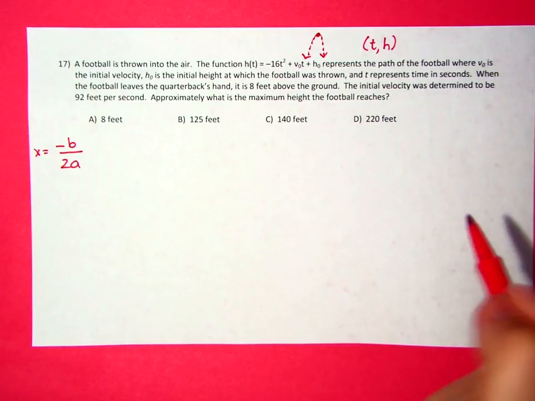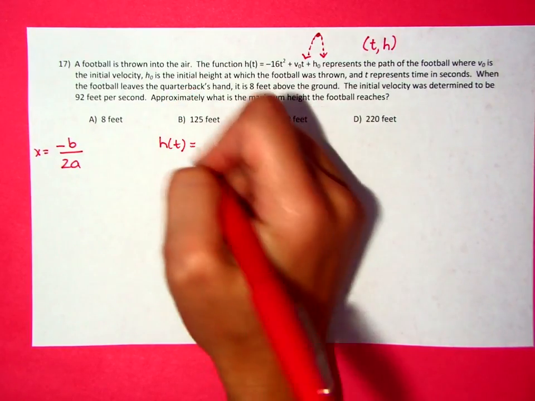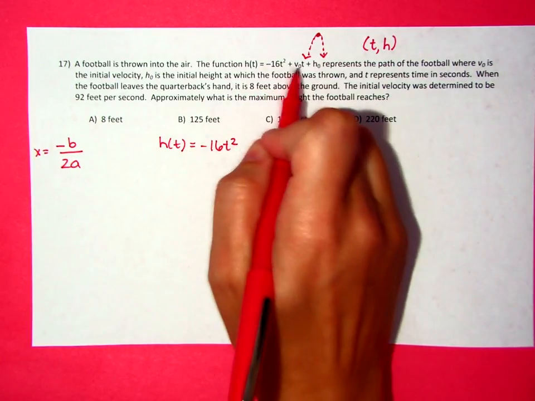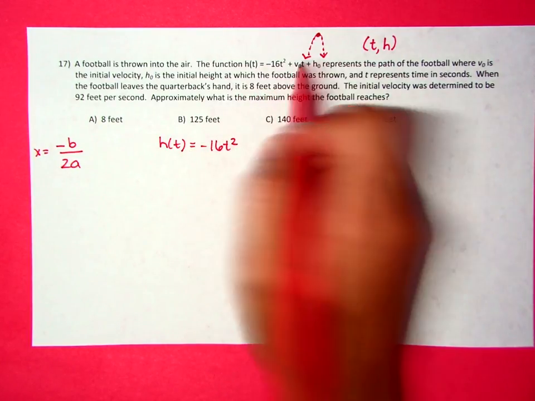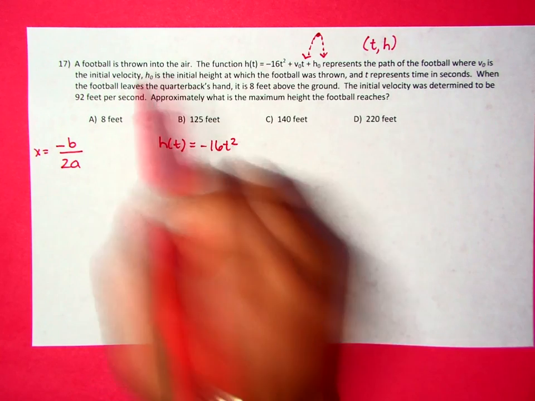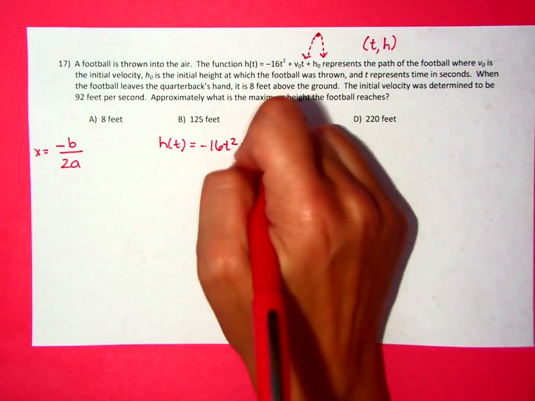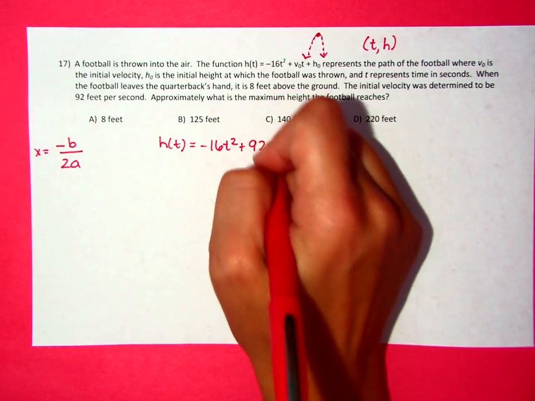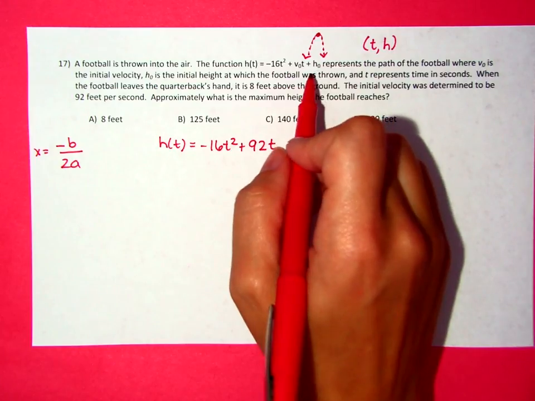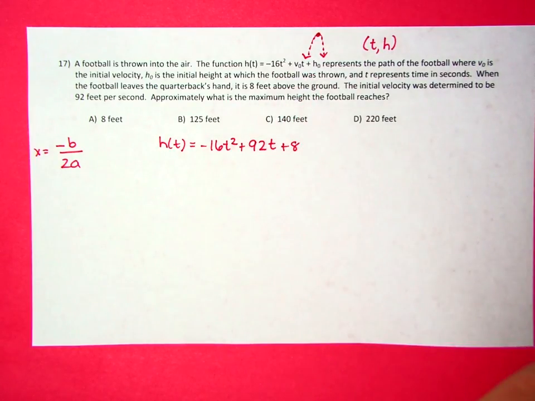Well, let's go ahead and figure out what function we're working with. We have h of t, which is like a y, equals this negative 16t squared. Now let's go find out what this initial velocity is. That's what v sub 0 stands for in this problem, the initial velocity. And so then what we're looking for is that it says the initial velocity would be 92 feet per second. So there is our initial velocity of 92. The h of 0 represents the initial height, which they tell us is going to be 8 feet above the ground. So this is going to be our function.